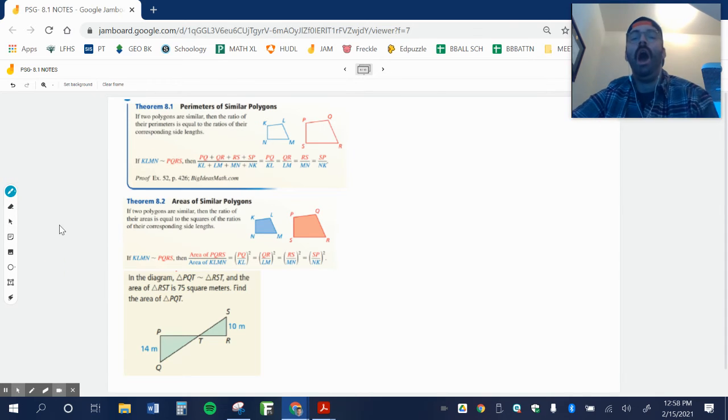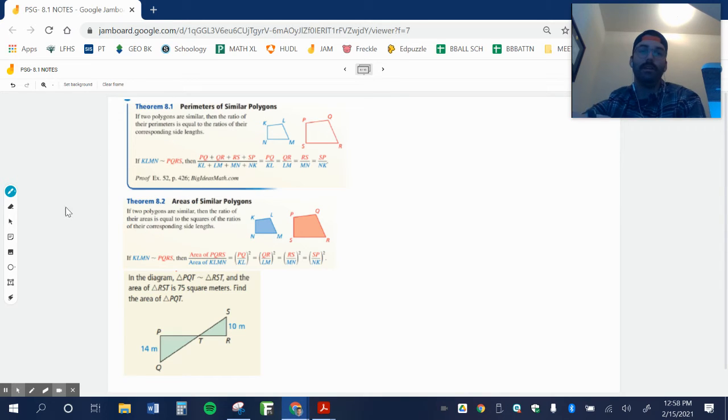Okay. So these next 2 theorems here, we're talking about the perimeter of similar polygons and the area of similar polygons. The ratio of the perimeters is equal to the ratio of the corresponding side lengths, okay? We'll talk about that in the next slide.